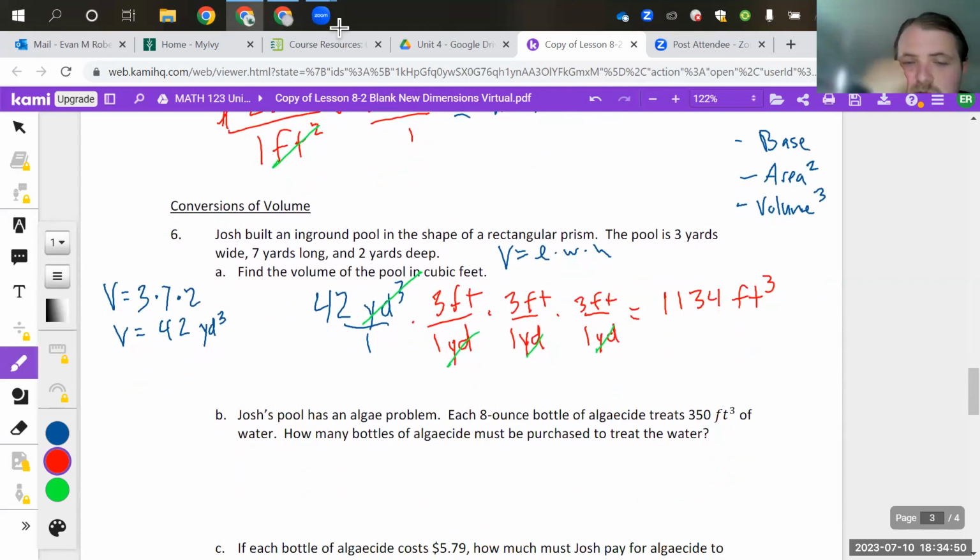So if we've got an algae problem and we've got an 8-ounce bottle that treats 350 feet of volume, how many bottles must be purchased to treat this water? Okay. So I think we can just take our volume, however much is in the pool, and divide it by however much we can get with each bottle. And that'll be pretty telling of how many bottles we should need.